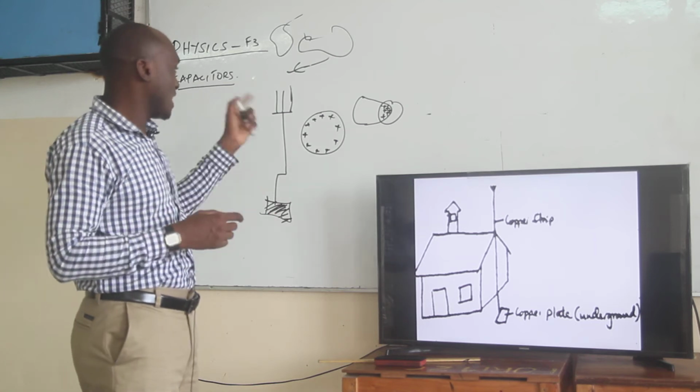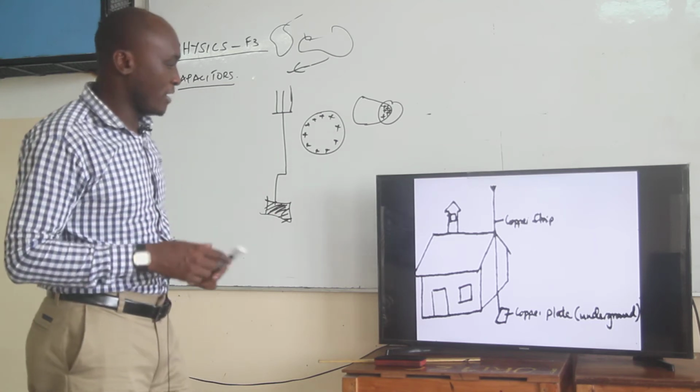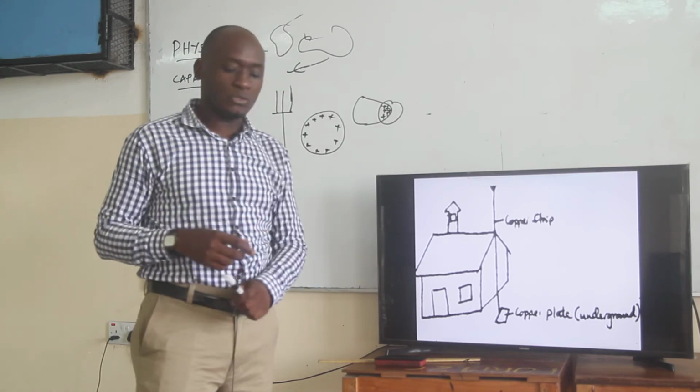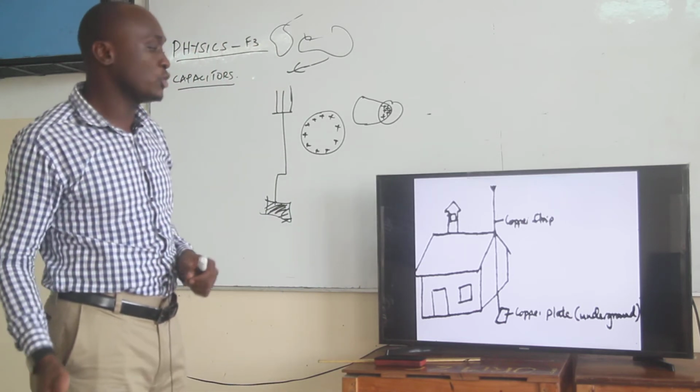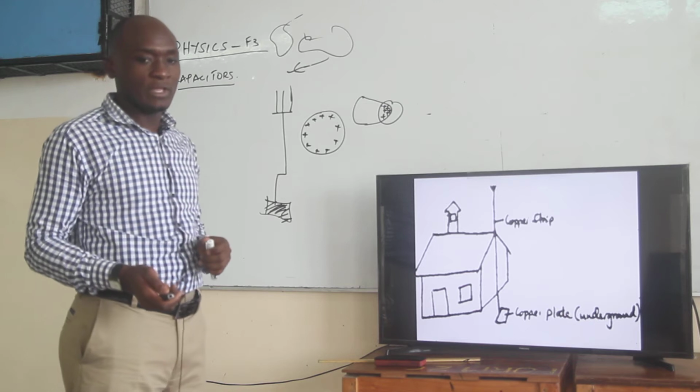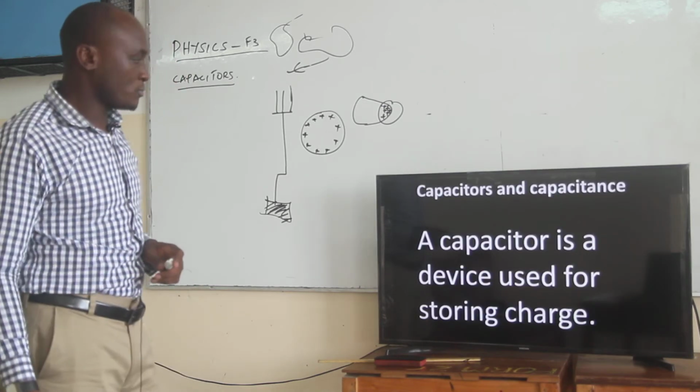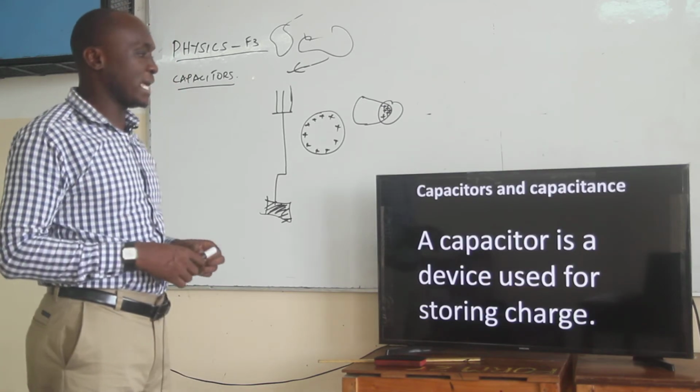So we are saying that this can only happen when we have what you call the copper plate that is open. It's likely to distribute, likely to neutralize the lightning. Now, back to my point, what is a capacitor and what is a capacitance?